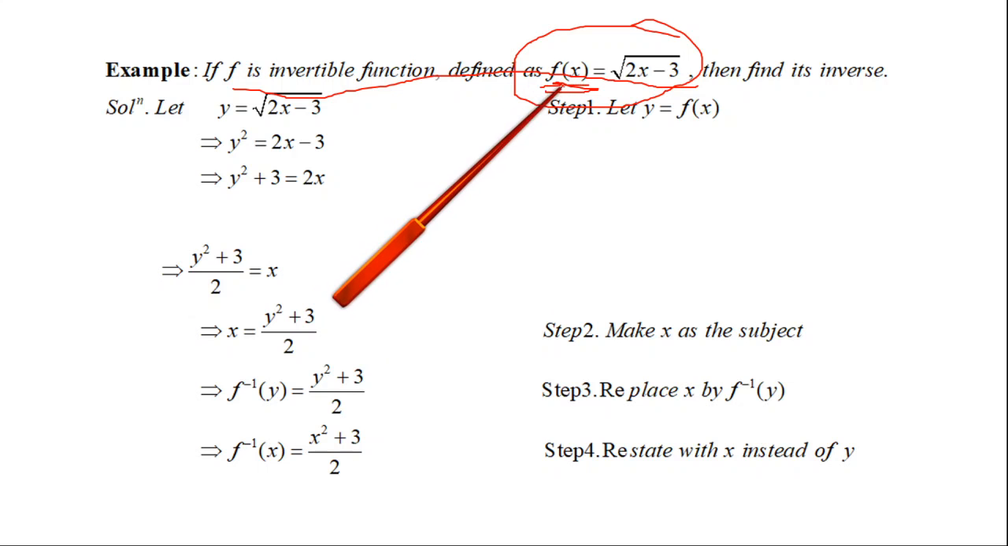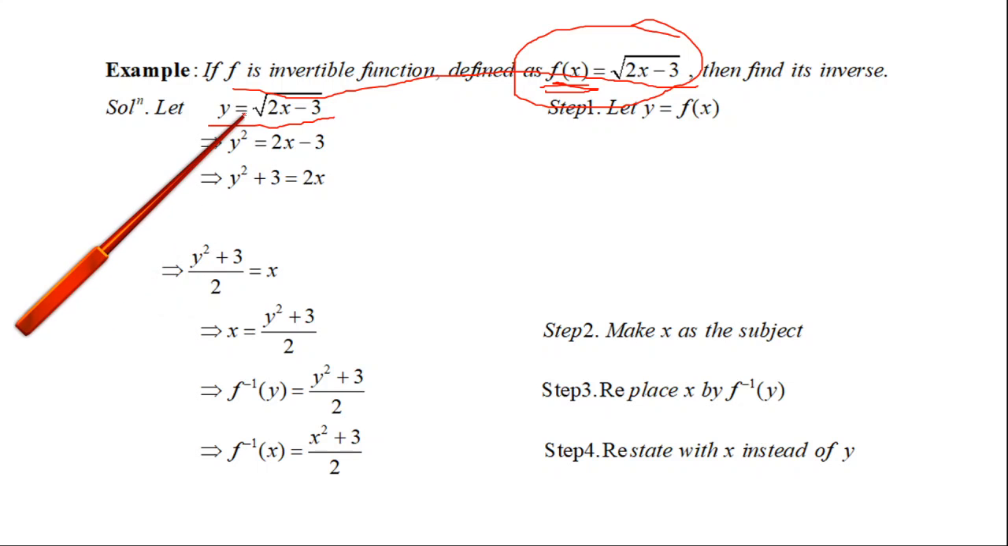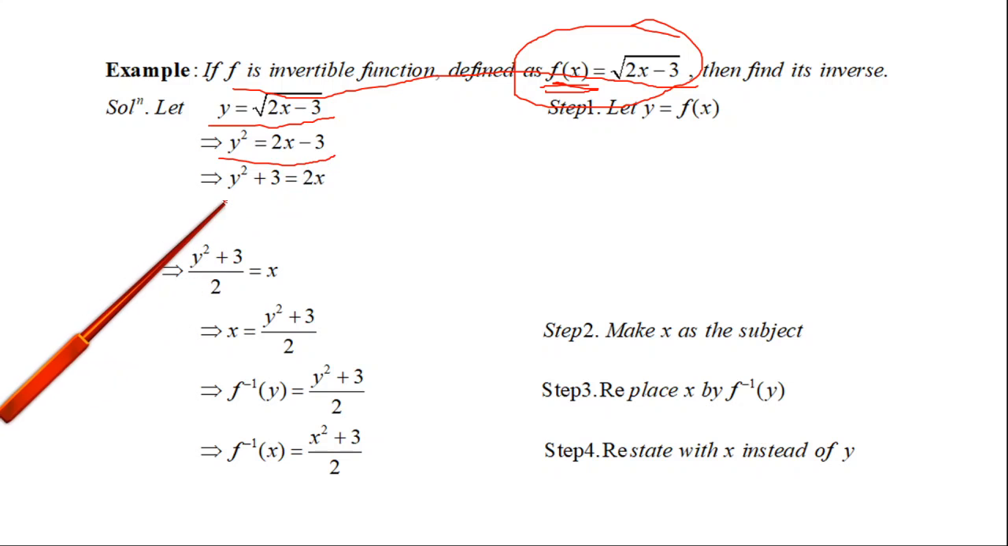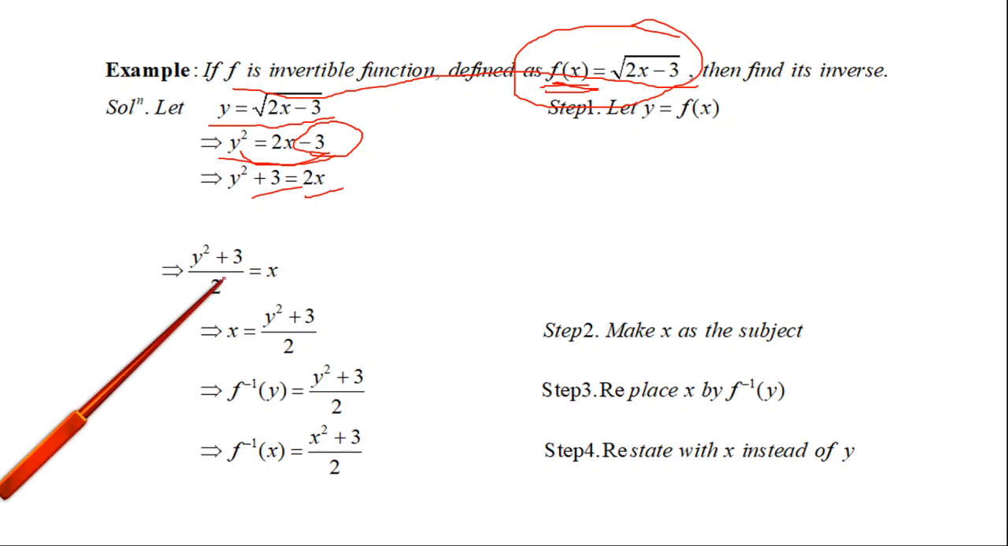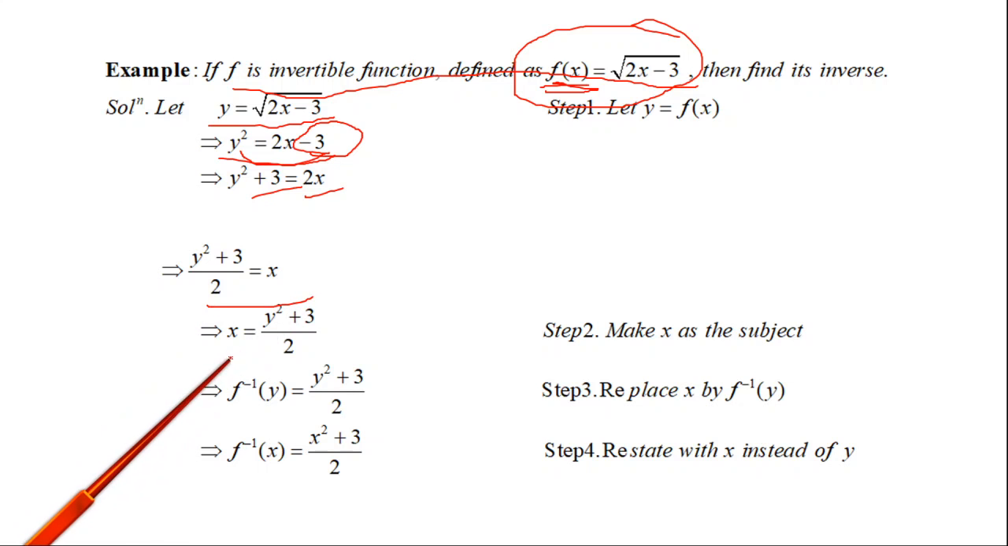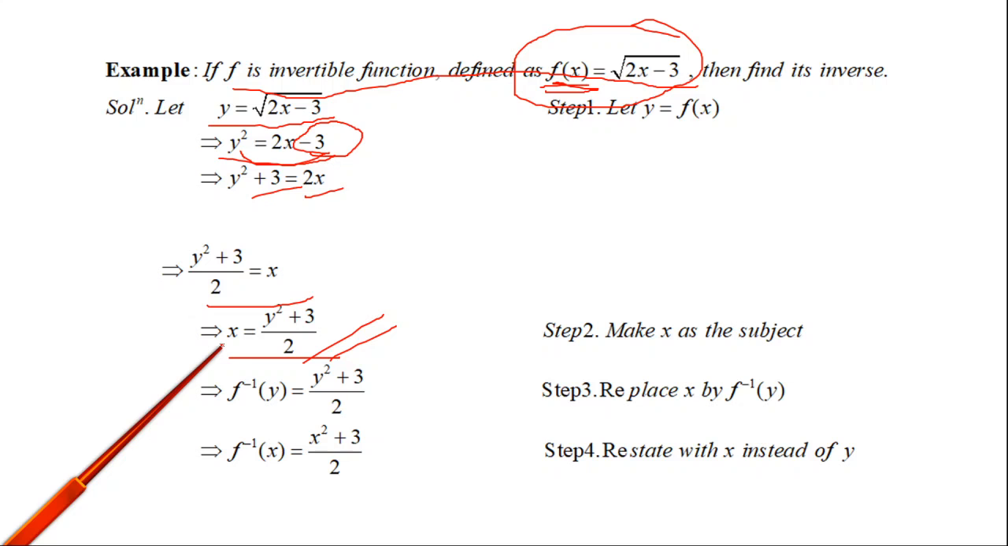In the first step we need to put y equal to f(x). So y equal to f(x), that means y equal to this. Now squaring both sides we get this. Then here we have minus 3, it goes to the other side, so it becomes plus 3, equals 2x. Then we get (y square plus 3) upon 2 equal to x. That means x equal to (y square plus 3) upon 2. So here we completed the second step also, because we made x the subject.